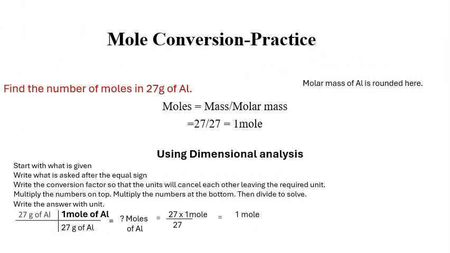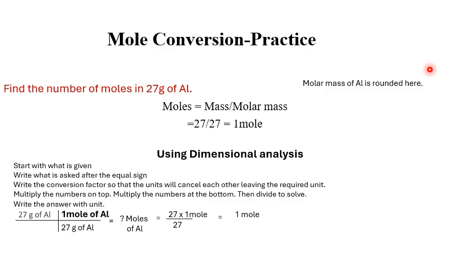Let us see an example to calculate the number of moles in a specific mass of a sample. Suppose we have 27 grams of aluminum. What is the number of moles present in 27 grams? Substitute in the formula, which is moles equal mass over molar mass. Since this is an element, we can find the molar mass from the periodic table by looking at the atomic mass. For aluminum, it is 27. So 27 divided by 27 equals 1 mole.